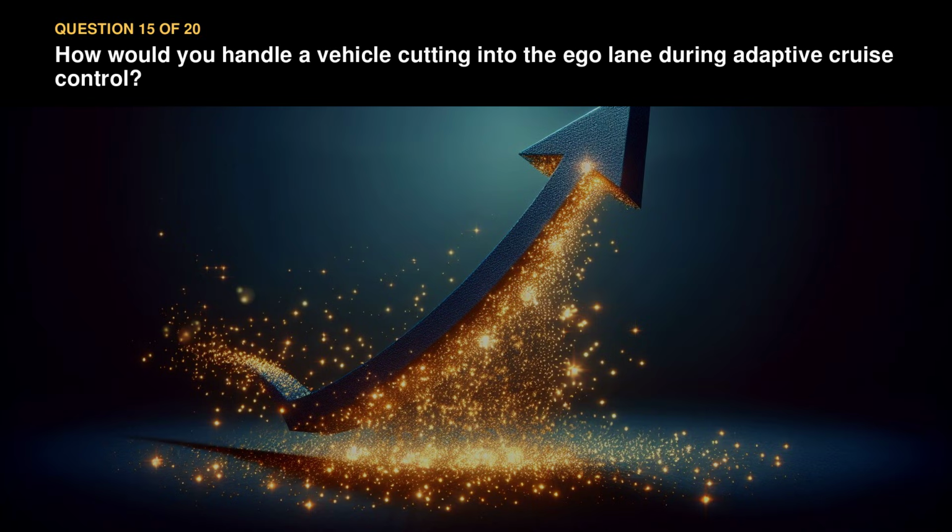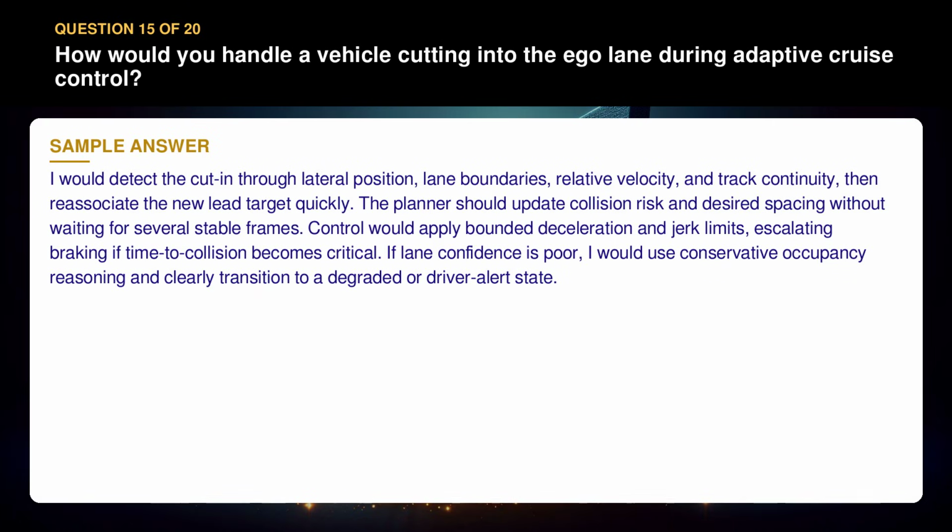Question 15. How would you handle a vehicle cutting into the ego lane during adaptive cruise control? I would detect the cut-in through lateral position, lane boundaries, relative velocity, and track continuity, then reassociate the new lead target quickly. The planner should update collision risk and desired spacing without waiting for several stable frames. Control would apply bounded deceleration and jerk limits, escalating braking if time to collision becomes critical.